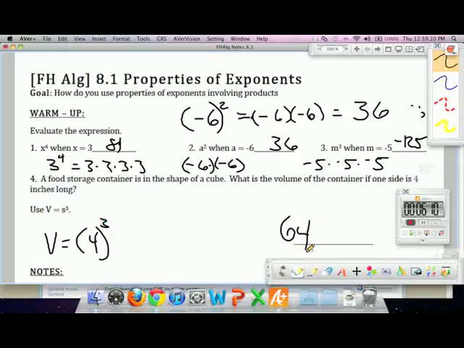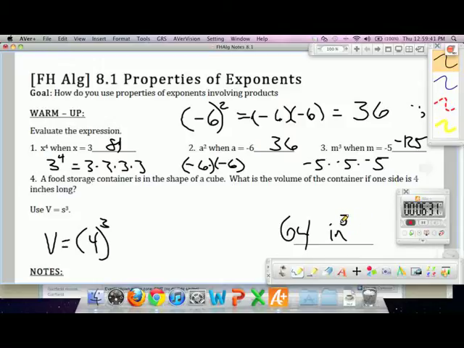This has got a unit attached to it. If each side is 1 inch long, what's the volume? What should we call the unit for the volume? Well, we're cubing it, so we'll do inches cubed.